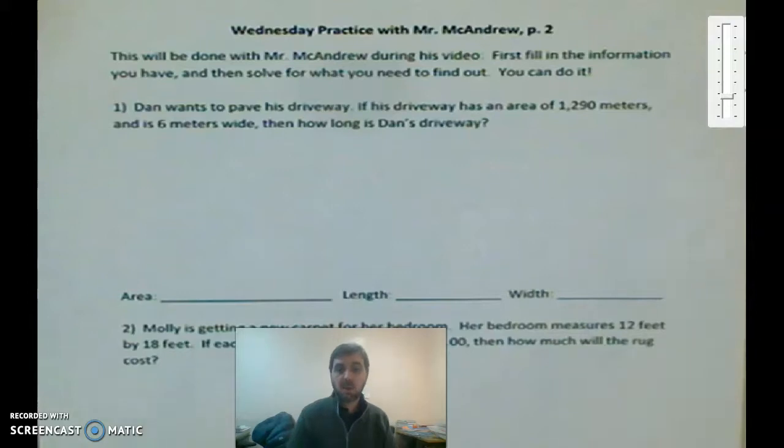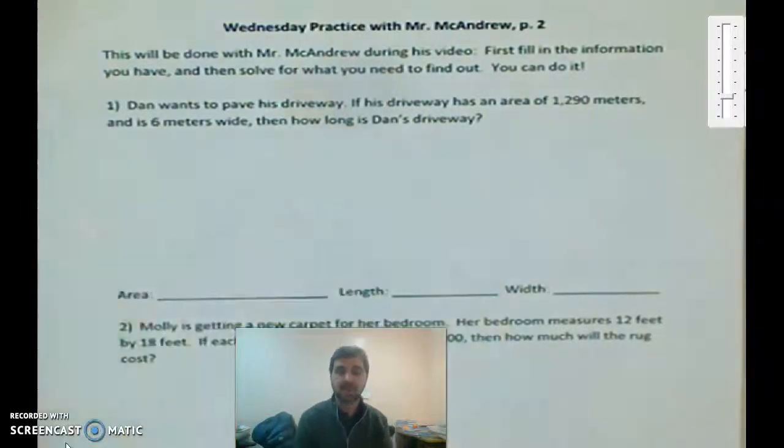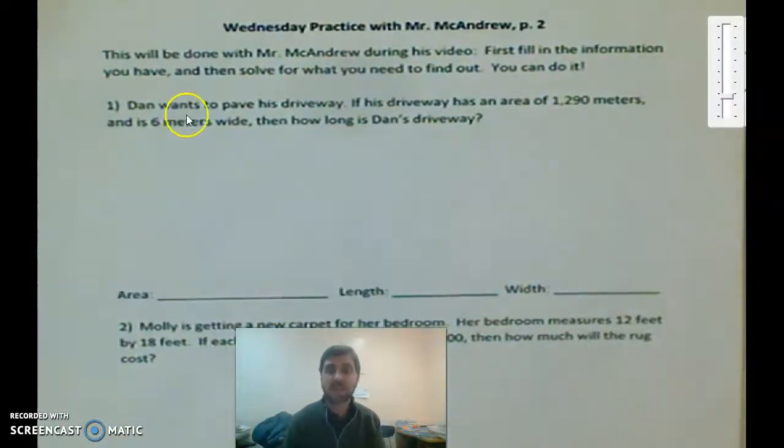So this is going to be our practice, and then you'll have some problems like this on your own. This first one is a tough one. It says, Dan wants to pave his driveway. If his driveway has an area of 1,290 meters and is 6 meters wide, then how long is Dan's driveway? So take a look, try it out, see what you can do, and when you have what you think is a reasonable answer, come back and we'll see how it goes.